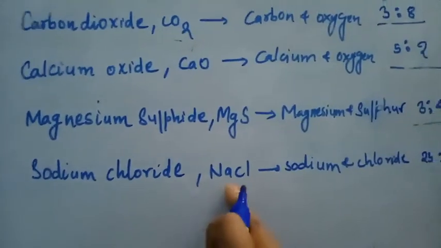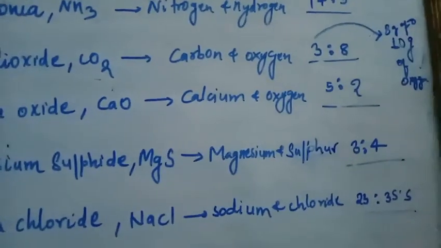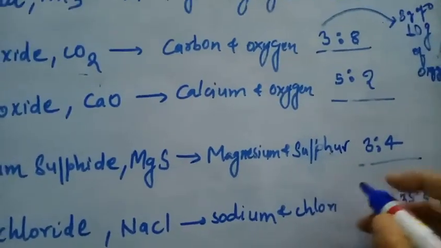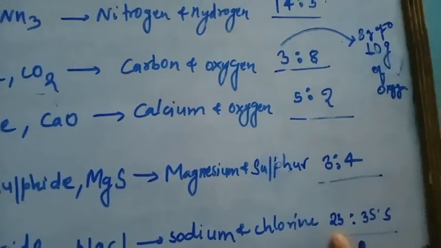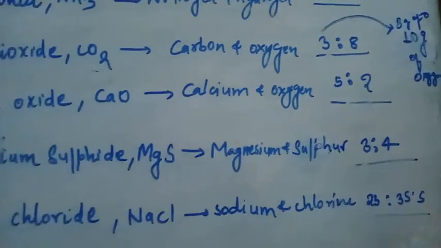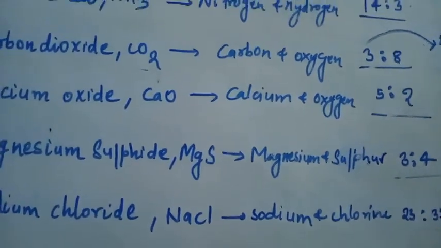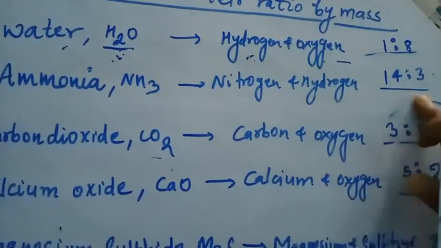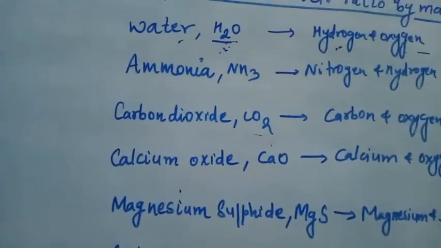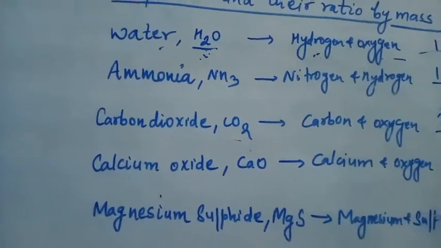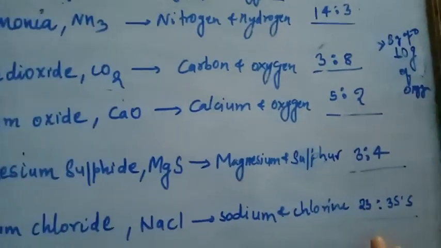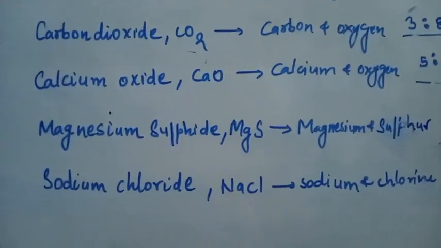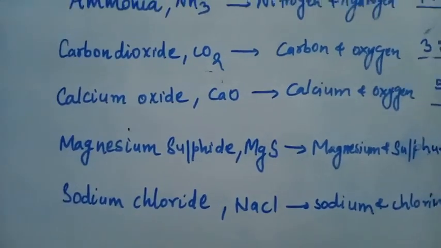Similarly, sodium chloride, NaCl. Here sodium and chlorine are the combining elements, and they react in the ratio 23:35.5 by mass. Now you would have one question in mind: how did we get the ratio? During our previous classes, when we were dealing with this topic, I told you that we can calculate the ratio by mass by calculating the molecular mass of any compound.